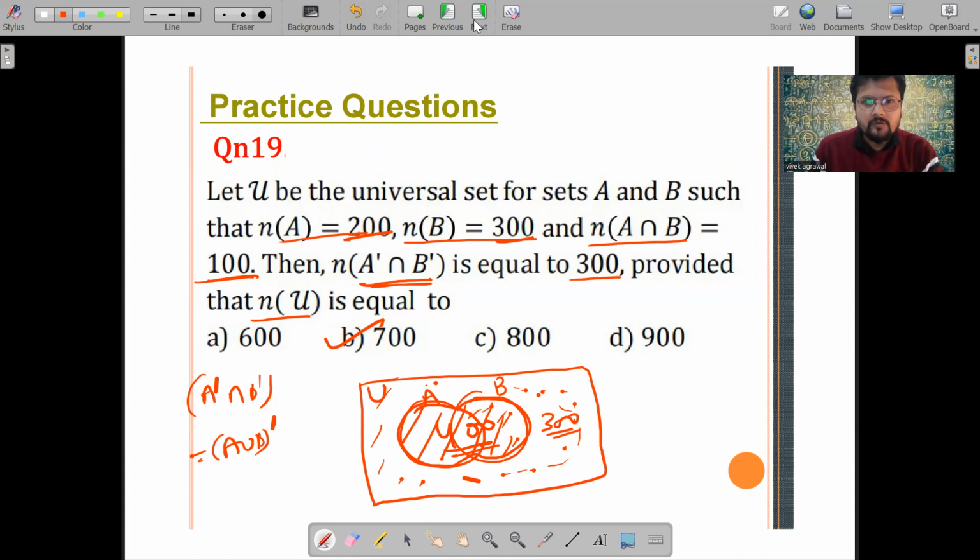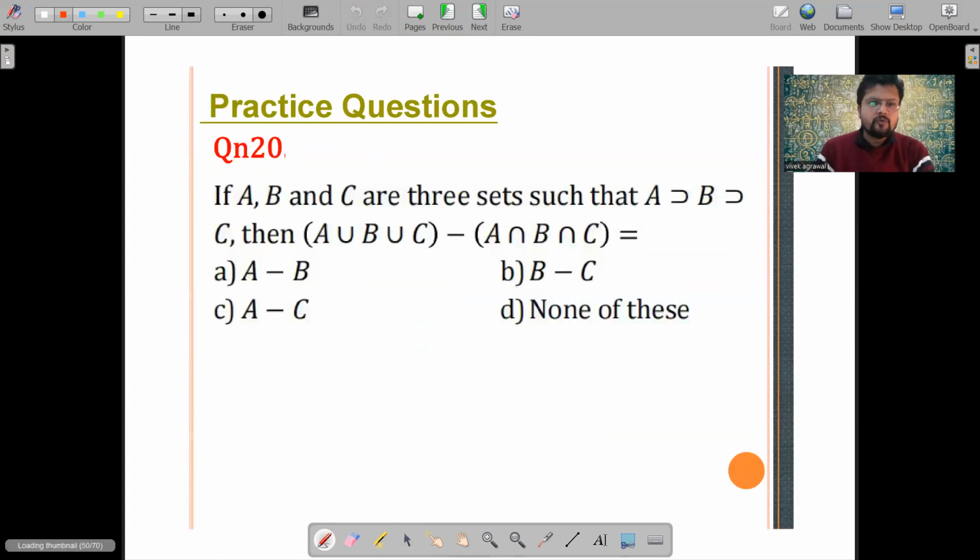No, sir. Okay. Let's move to question number 20. A, B, C are three sets such that A is a subset of B, B is a subset of C, then A union B union C minus A intersection B intersection C.